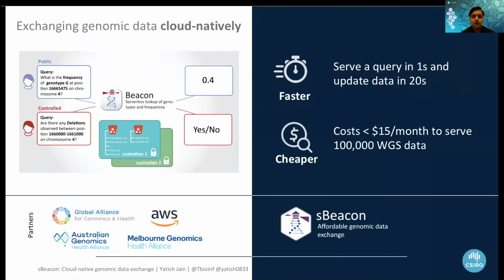With all these points in mind, we implemented Serverless Beacon, which allows users to query the frequency of a specific allele at a specific location on a specific chromosome. Serverless Beacon is faster and cheaper when compared to the Elixir implementation. Serverless Beacon can be implemented within users' cloud infrastructure with a simple command.